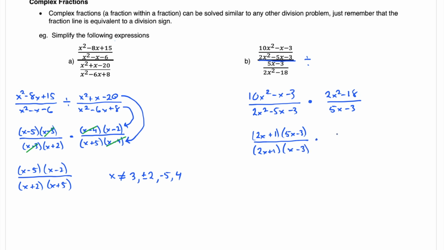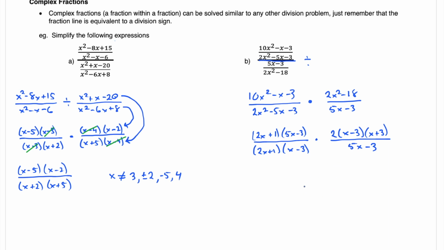This one here, I can do a greatest common factor of 2. And then what that'll leave me with, when I take out the 2, is x squared minus 9, which is then a difference of squares. And so I'll just jump straight to the factored form of that. So you'll end up with 2 times x minus 3 times x plus 3. And then there's nothing I can do with this one here in terms of factoring. And so I'll be left with 5x minus 3.